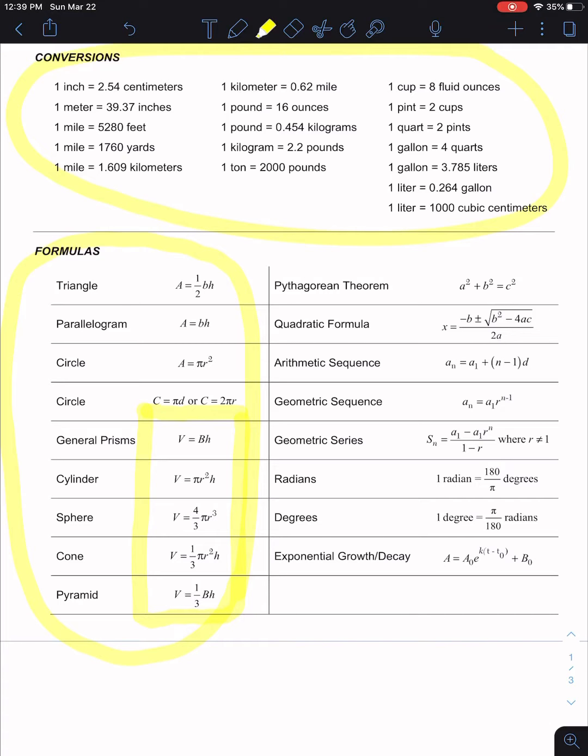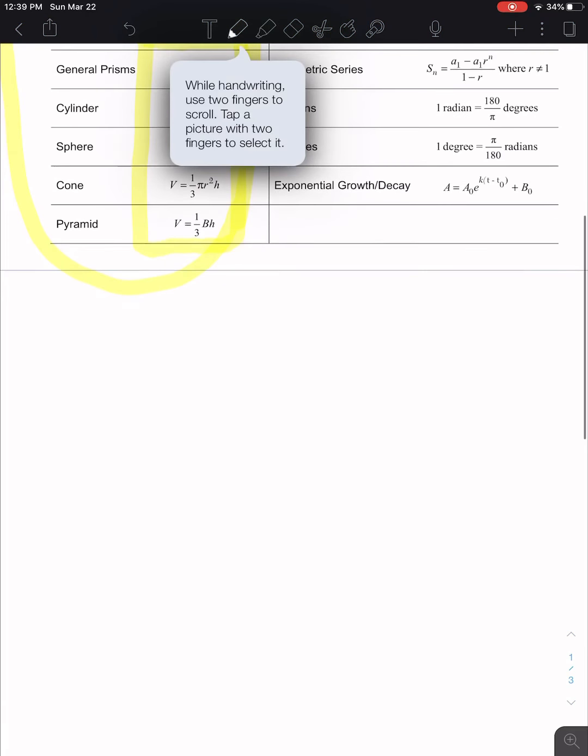We're going to look at cylinders, V equals pi r squared h. We're going to look at spheres, V equals 4/3 pi r cubed. We're going to look at cones, V equals 1/3 pi r squared h. And we're going to look at pyramids, V equals 1/3 base times height.